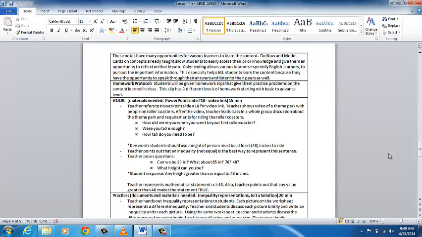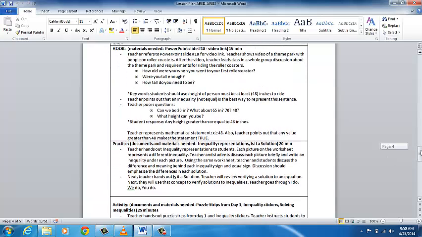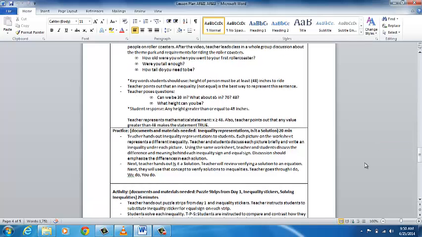We want to look for certain key words students are using, such as "must be at least" a certain amount of inches. Then the teacher is going to connect back to the math concept that an inequality means not equal and is the best way to represent these types of situations. Certain questions will follow that the teacher will pose, like, can we be 30 inches? What about 65, etc.? And what height can you be? Finally, the teacher will represent the mathematical statement as x is greater than or equal to 48, noting that any value greater than 48 makes the statement true.